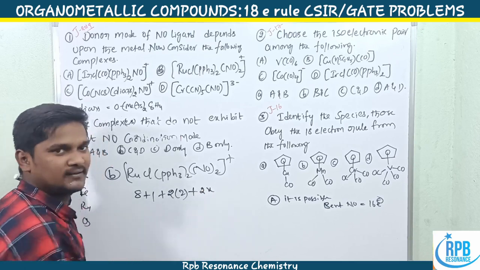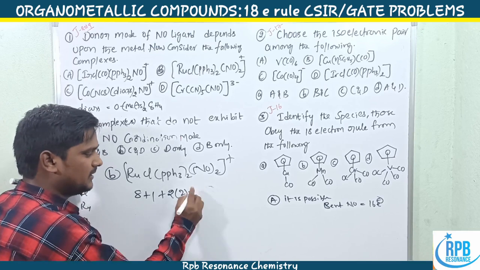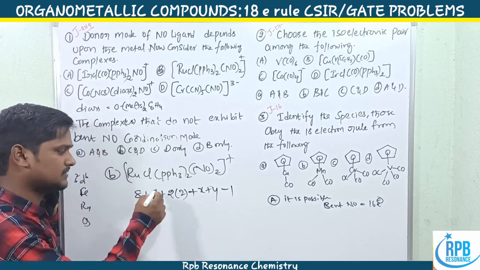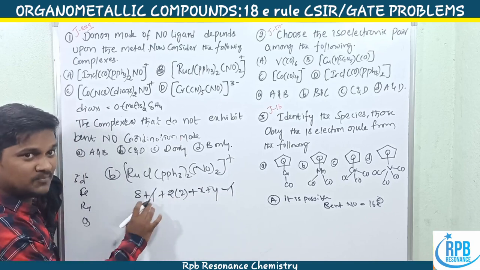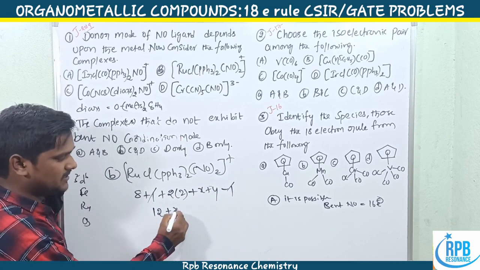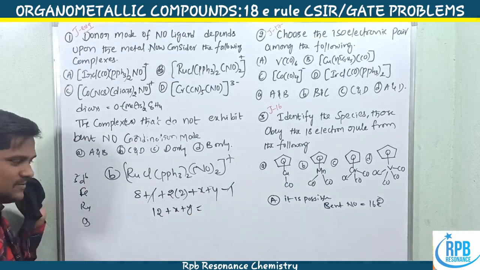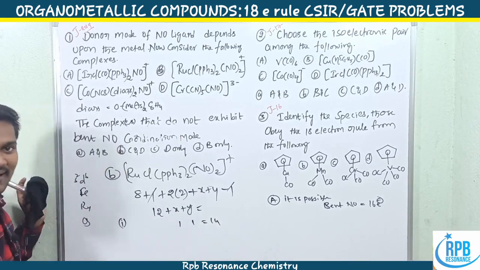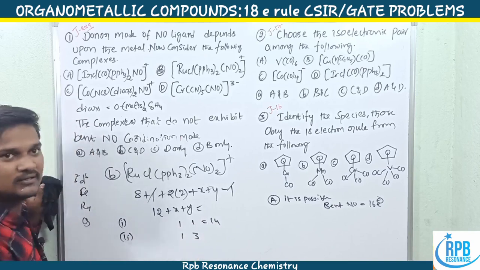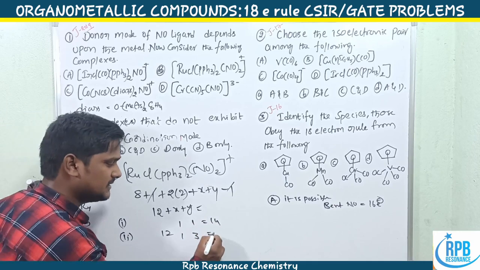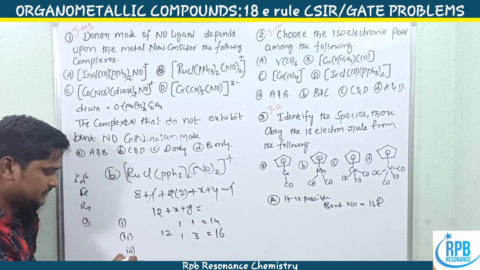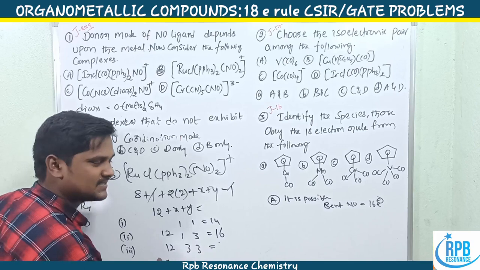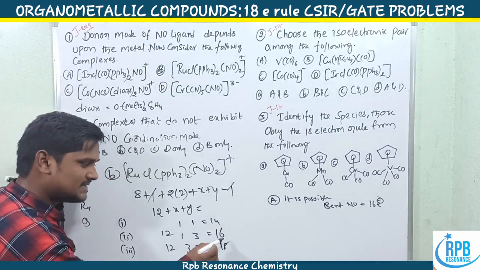Let's imagine x plus y for the two nitrosyls. The positive charge means we subtract from the total electrons, so 1 and 1 cancel. Now 8 plus 2 plus 2 is 4, so 8 plus 4 is 12 electrons, 12 plus x plus y. In the first case, if x is equal to 1 and y is equal to 1, then 12 plus 2 is 14 electrons only. In the second case, if x is equal to 1 and y is equal to 3, then 12 plus 1 is 13, 13 plus 3 is 16. In the third case, 12 plus 3 plus 3, which means both are in the linear form, so 3 plus 3 is 6, 6 plus 12 is 18 electrons. So here 16 electrons is also possible.